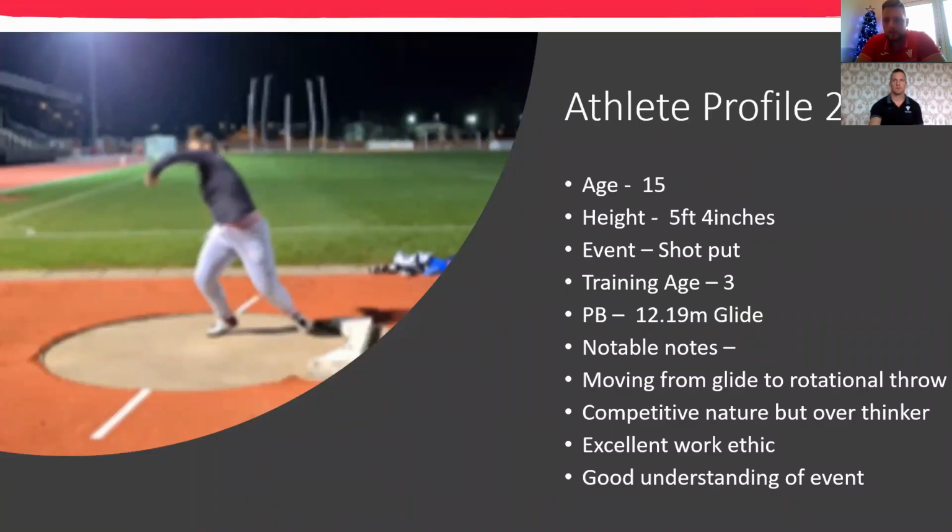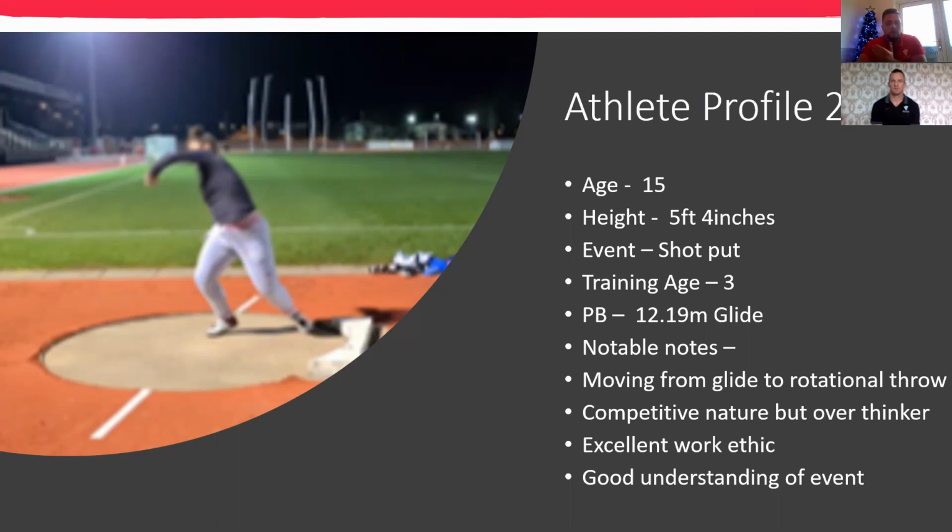The athlete profile for athlete number two is another one of my young athletes, young Amelia. She's 15 years old. Actually, she's not 5'4", she's actually 5'8". So I'm sorry, Amelia, I made you a little bit shorter than you actually are. She's a shot putter. She's been training for three years. She's got a PB of 12.19 in the glide.